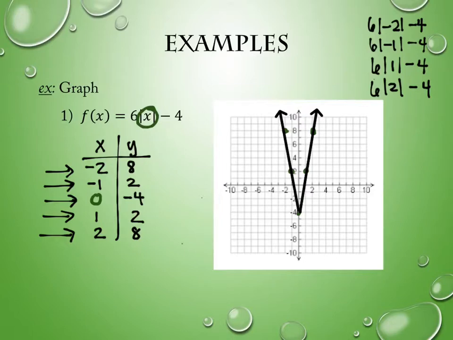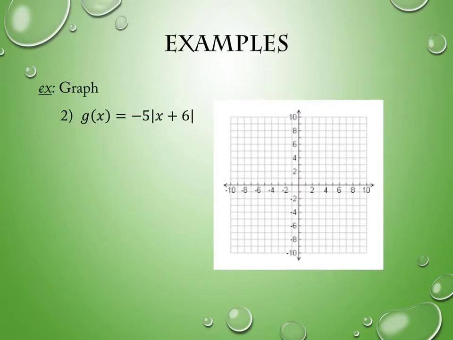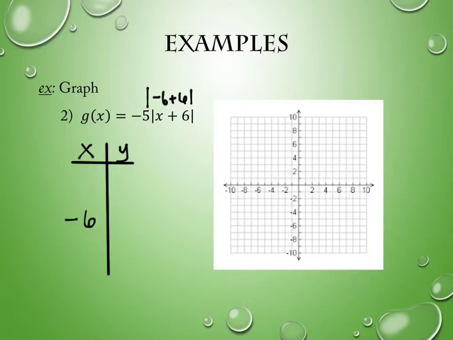Let's try another one, and you'll see how strategically choosing the points becomes maybe a little less intuitive. What x value is going to make the absolute value 0? Yeah, if x is -6, I would get 0 inside, right? Did everybody see that? So my middle value here is going to be -6.